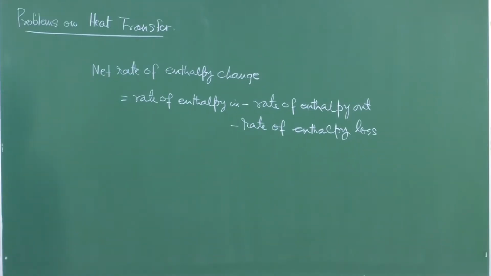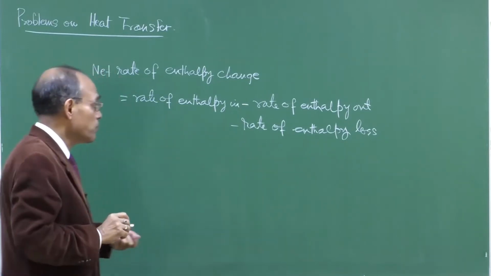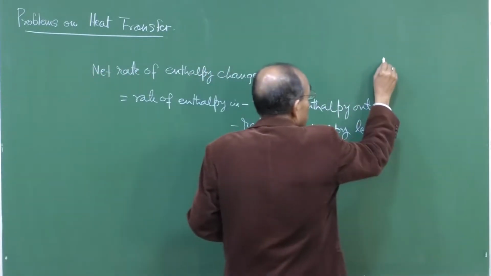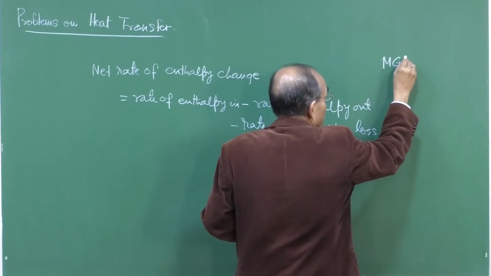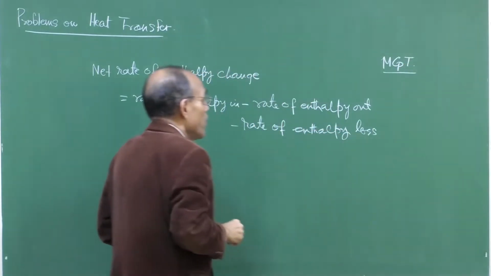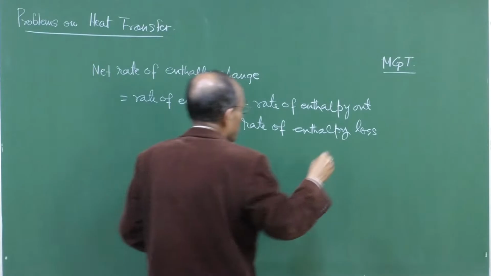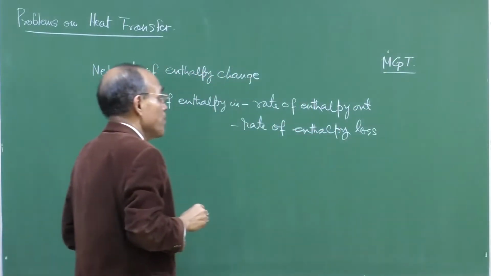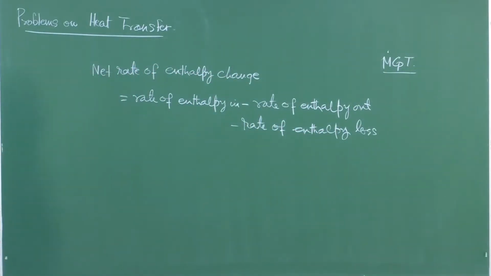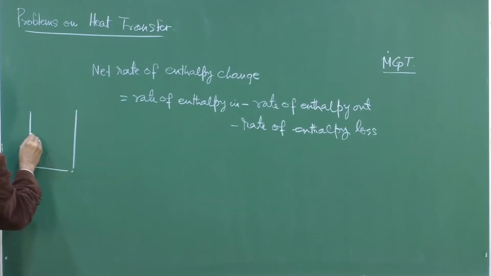Now, enthalpy is the heat content. So, it is mass times specific heat, and the moment we say it is rate, it is mass flow rate times Cp into T. So, let us assume that we have a steel ladle which contains molten metal.